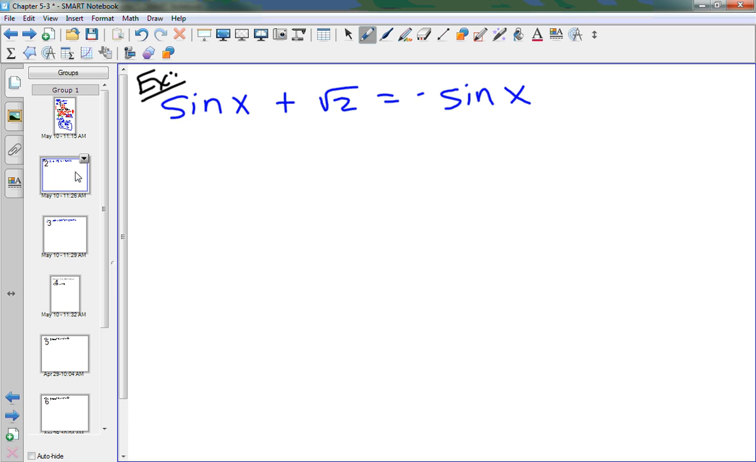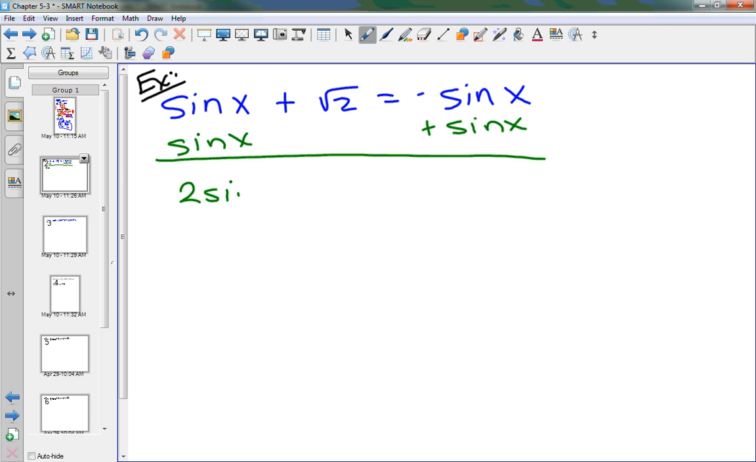I have sine of x plus the square root of 2 is equal to negative sine of x. Subtracting signs. I'm going to add sine of x to both sides. Why you adding? Because I want to make this thing equal to 0. Alright. So I have 2 sine of x plus the square root of 2 is equal to 0.